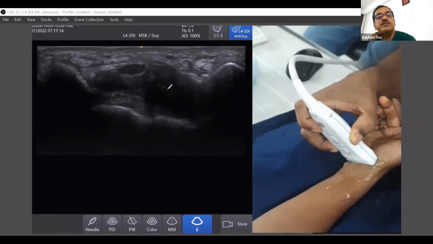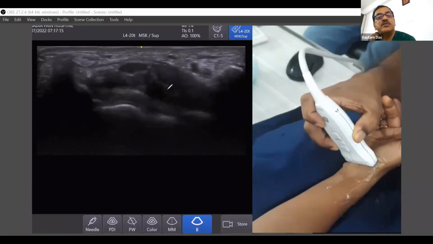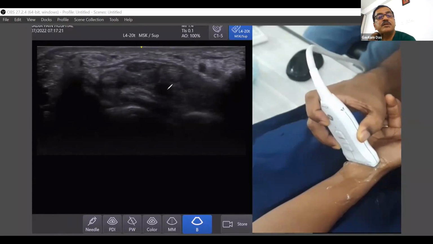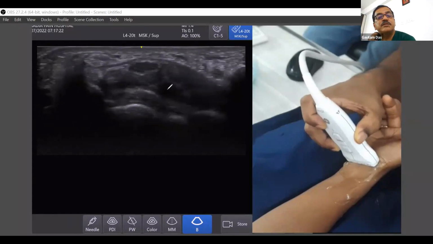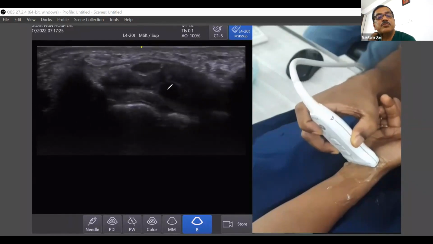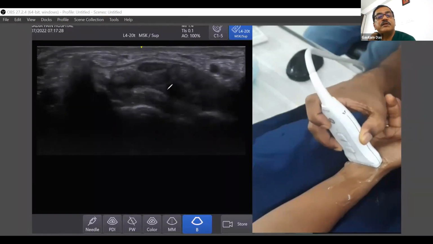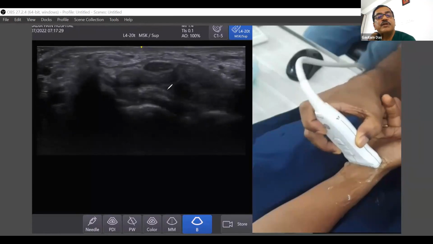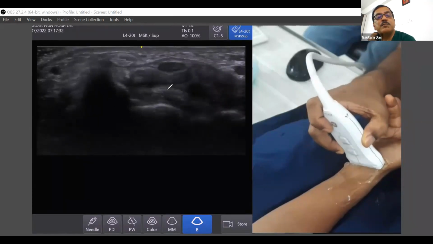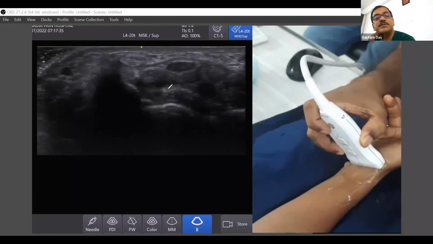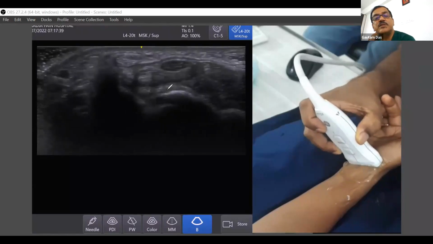And we can see that if I'm toggling, we can see the tendons. So just below, on the medial side, you are having the flexor just beside the scaphoid tubercle. Above it is your flexor carpi ulnaris, below the carpal tunnel you are having the flexor pollicis longus, and then the flexor digitorum superficialis and profundus.